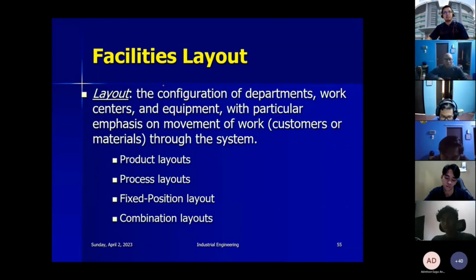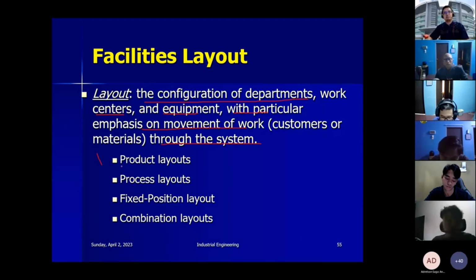And what is a layout? It is the configuration of departments, work centers, and equipment, with particular emphasis on the movement of work, especially customers or material, through the system.